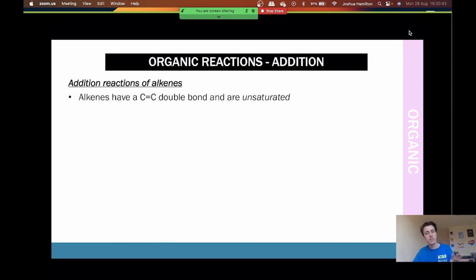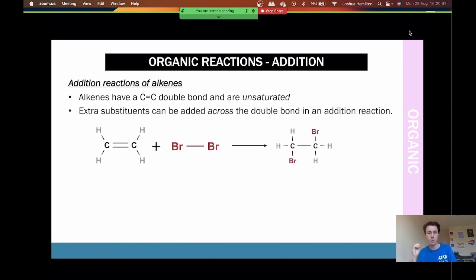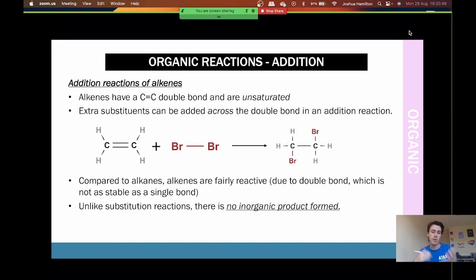Now, addition reactions, these are a little bit different. Addition reactions have a double bond. So therefore, they are more likely to undergo a reaction and obtain something. They're happy to do so. So extra substituents can be added across the double bond. Really important, they must be added across the double bond. You can't add them both to one side. They have to be added across.